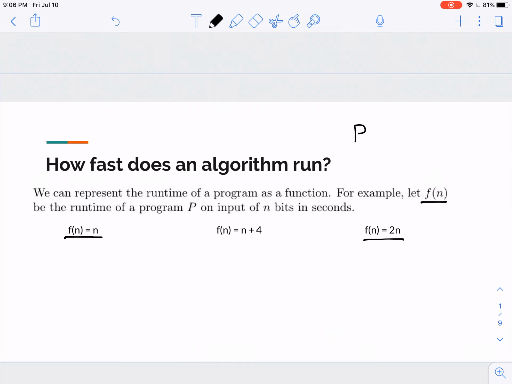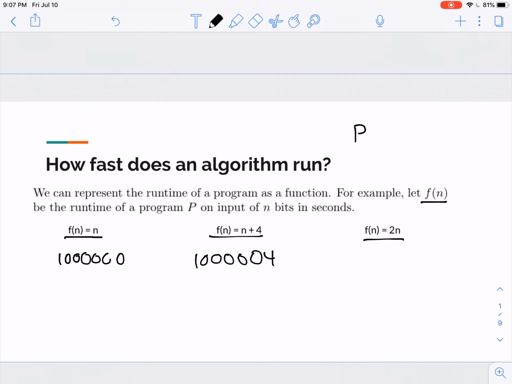Another thing to consider is, as computer scientists, we're concerned about the asymptotic behavior of a program. So if we give it really, really long inputs, how long does it take? If you gave this program P an input of, say, 1 million bits, then this might run in 1 million seconds. And whatever program this is the runtime of might run in 1,000,004 seconds. But those really aren't that different. Those are basically the same thing. 4 isn't a big difference when you get to 1 million.